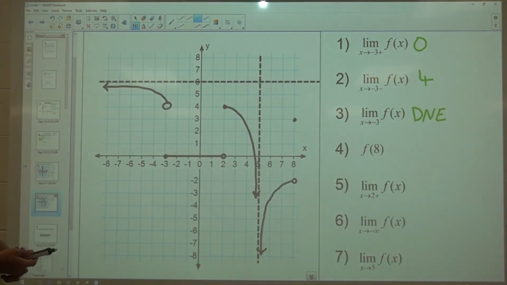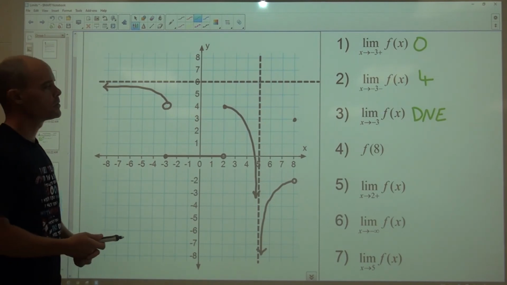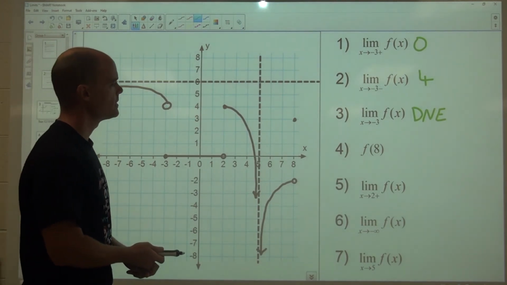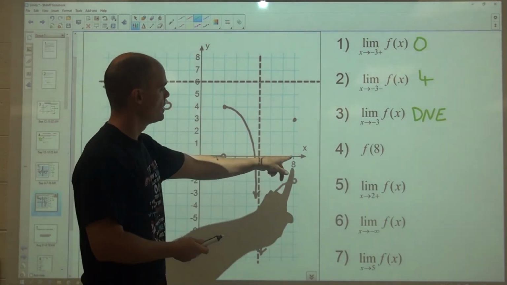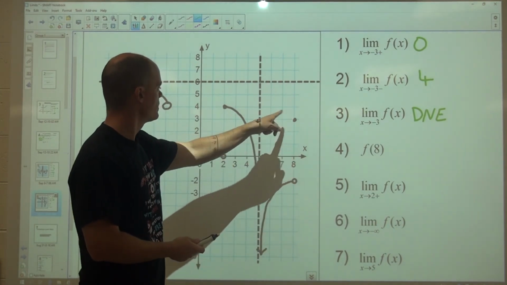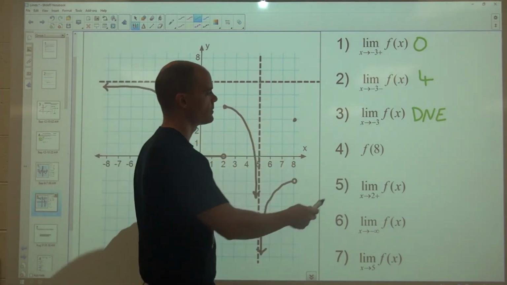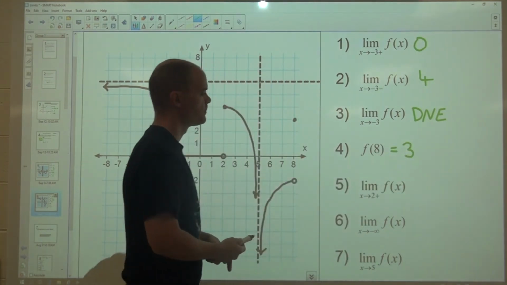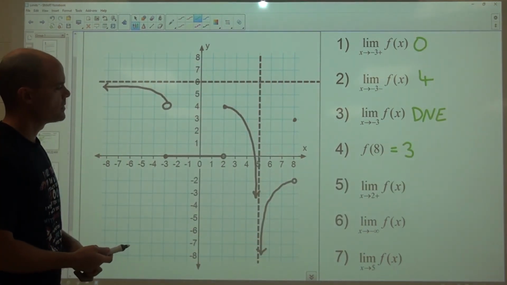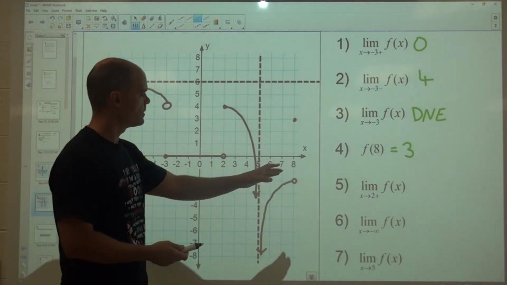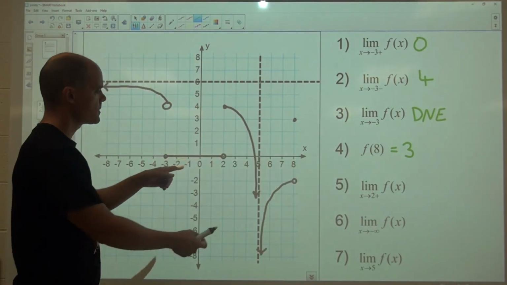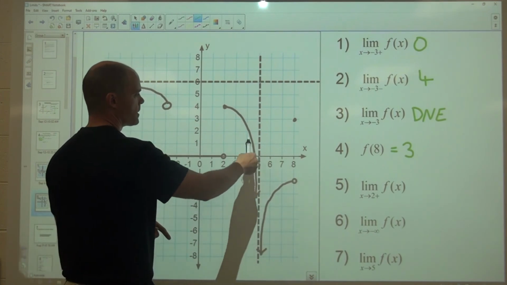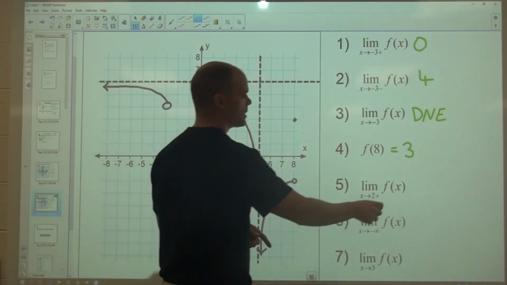F of 8 is not asking for a limit in what we're approaching, it's asking you for what it is. The function is defined at 8 right here, and it gives us a value of 3. Input 8, output 3. Limit as they go from 2 to the right, so we're approaching 2 from this side, pick up back here, and we are approaching 4 again.